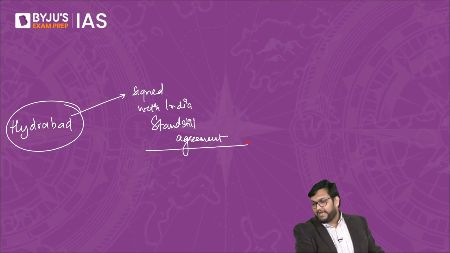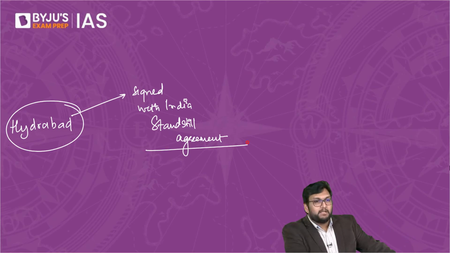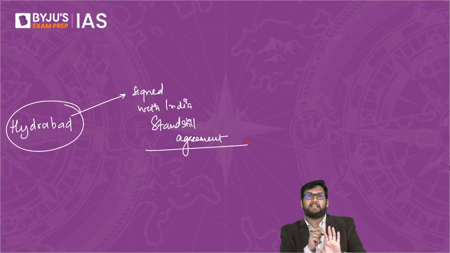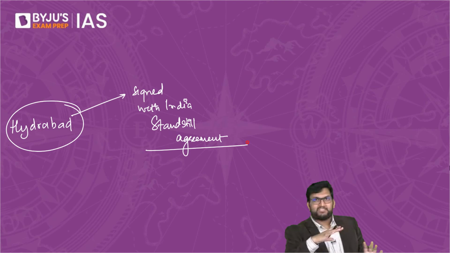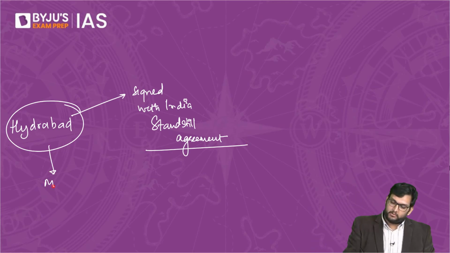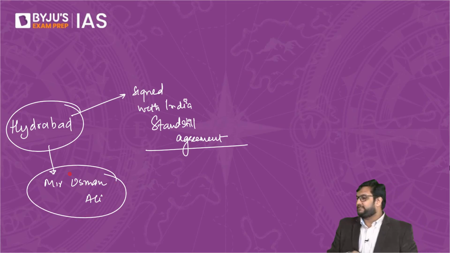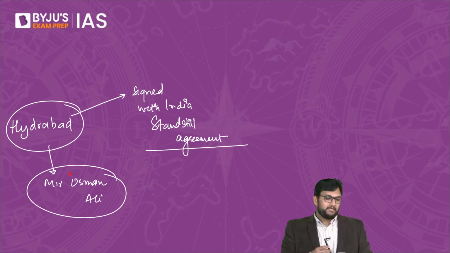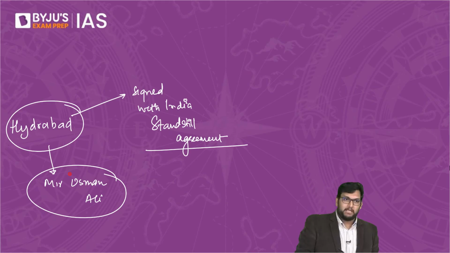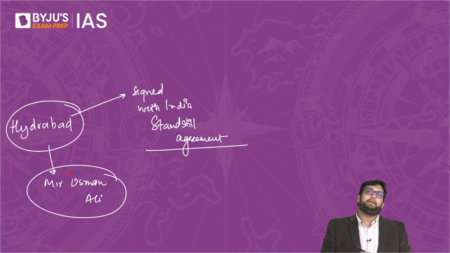Yes, Mir Usman Ali said that he needed time to think. And he said, we will stand still. Standstill agreement means that I will not sign the instrument of accession, but I need time to think. And there was a proper channel through which Mir Usman Ali was contacting Jinnah, and he was contemplating independence.